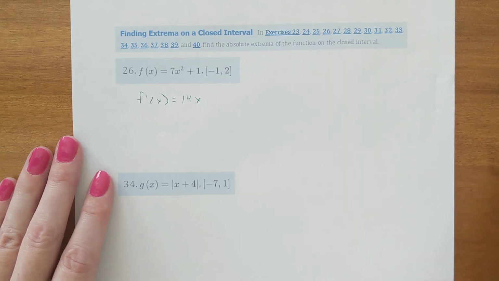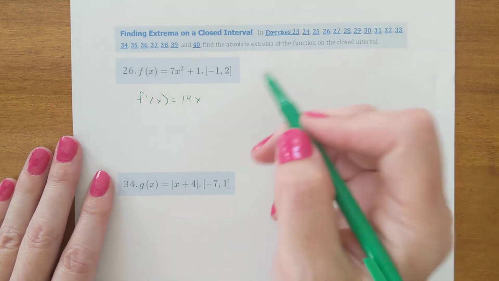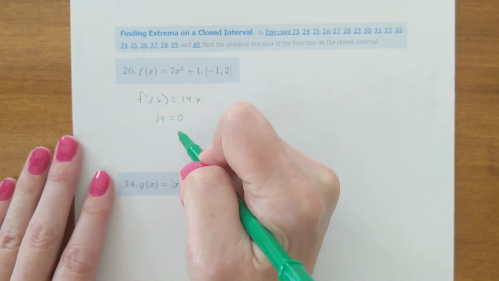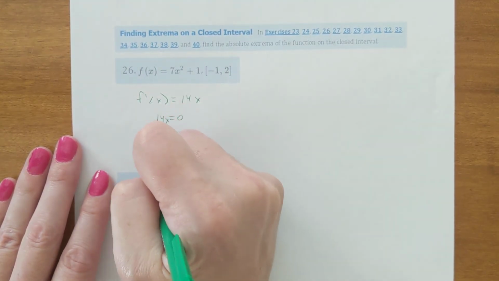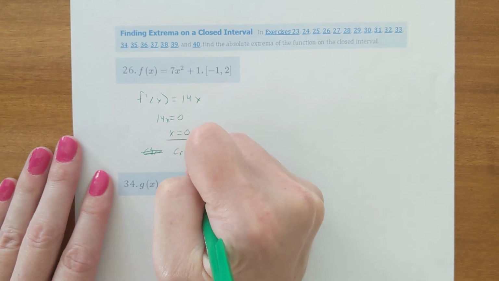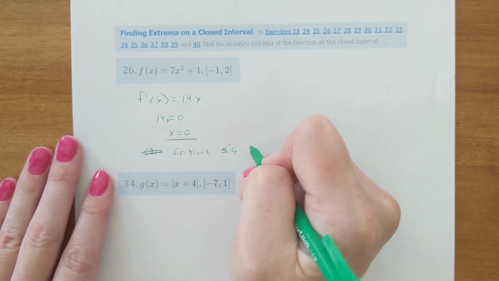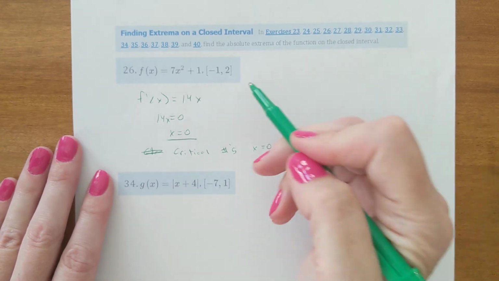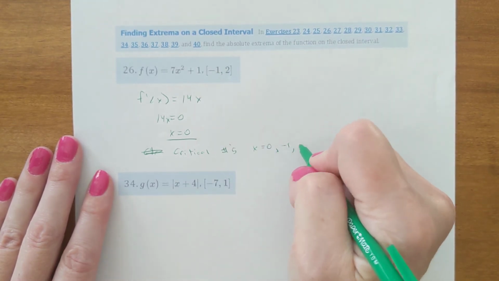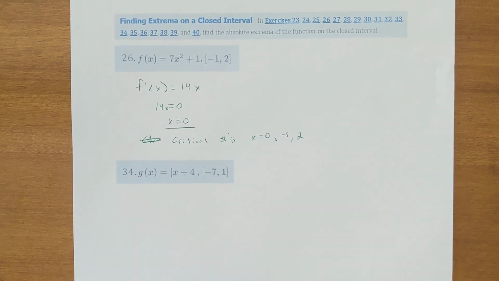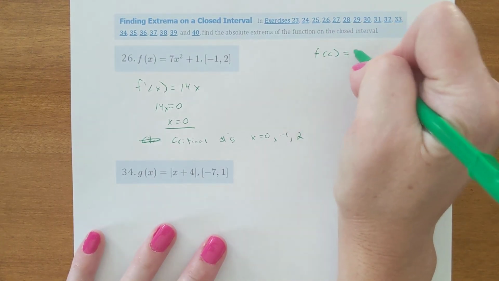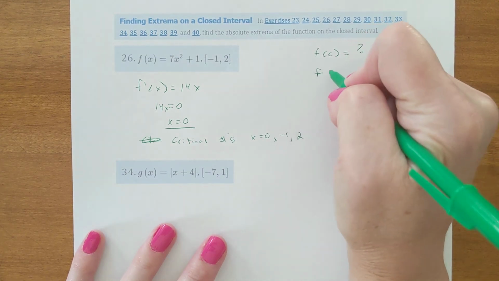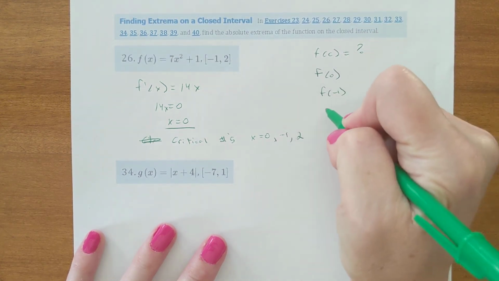But again, according to the guidelines above, we want to find the critical numbers. So we want to take that derivative and set it equal to 0. And of course, all we're going to get is x equals 0. So our critical number is x equal to 0. And also we want to use the endpoints, which are negative 1 and 2. Then to figure out which of those points in that closed interval are the max and the min, we have to do f of those numbers, so f of c. So looking at f of c for all of those numbers, f of 0, f of negative 1, and f of 2.